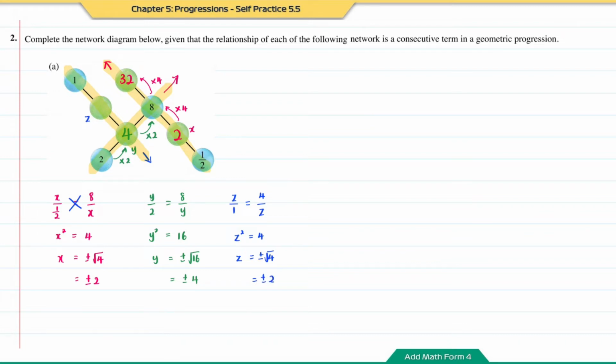So in this case, I will just choose the positive 2 here. So if I put number 2 here, I will find that 2 divided by 1, this geometric progression, you are multiplying 2 to the previous terms.